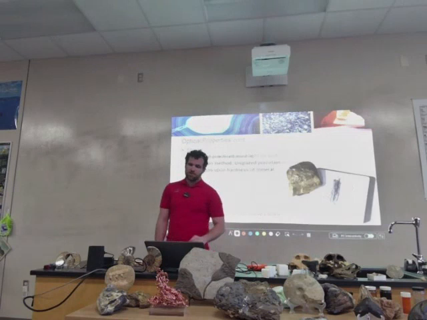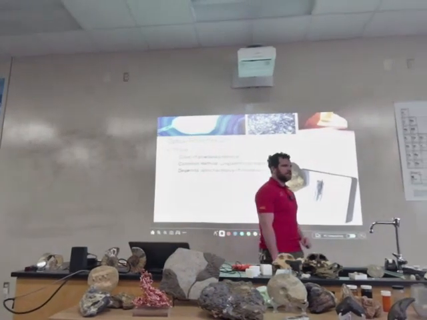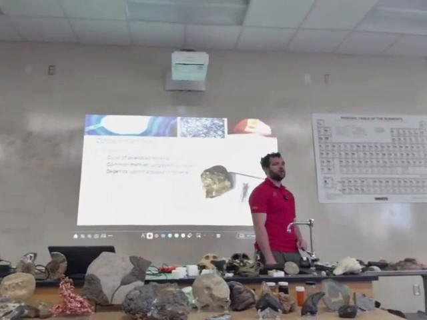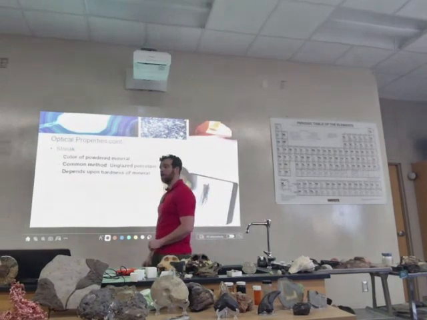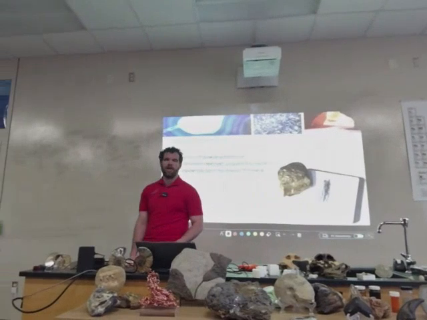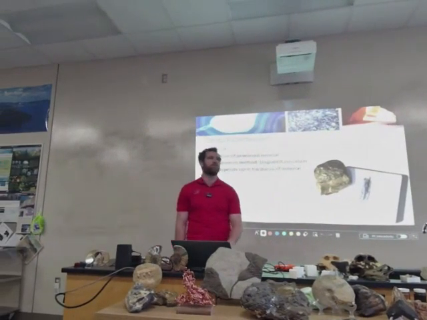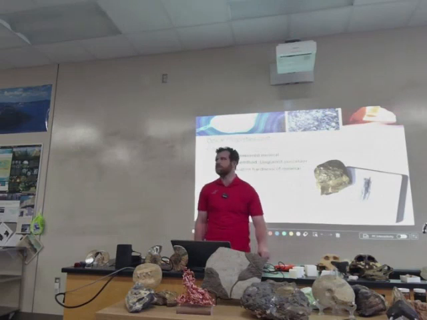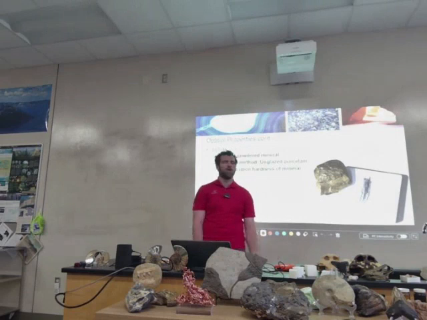The last optical property that you'll observe is called streak. For this, in each of your test kits, I give you a piece of unglazed white porcelain. There's also unglazed black porcelain in there. If you have a light colored mineral and you scratch it on a white streak plate, you probably won't be able to see it very well, so I give you a black one, right? And vice versa, if you scratch a black mineral on a black streak plate, you might not be able to tell. Why do we do this?